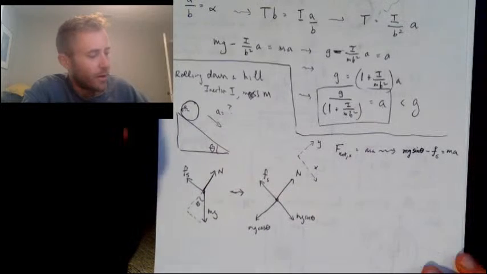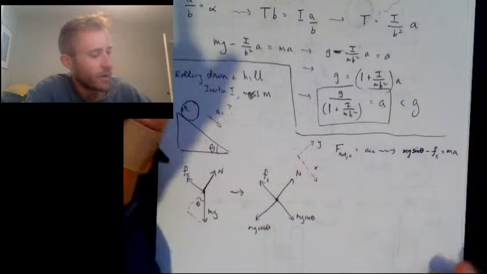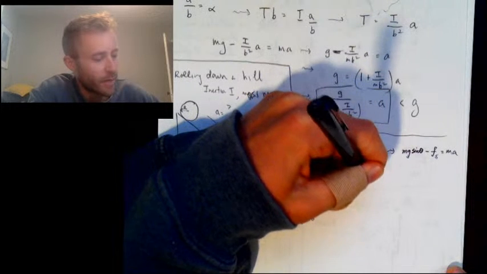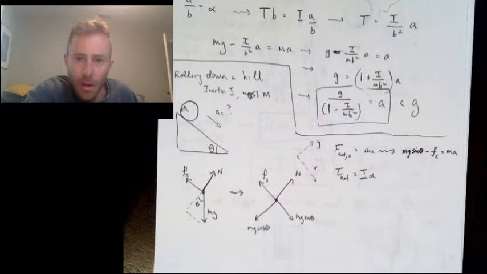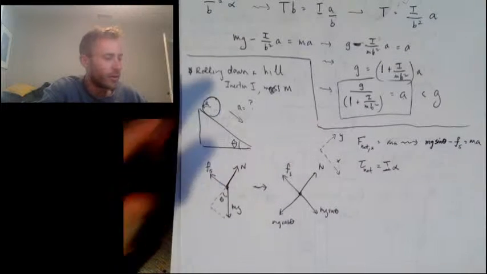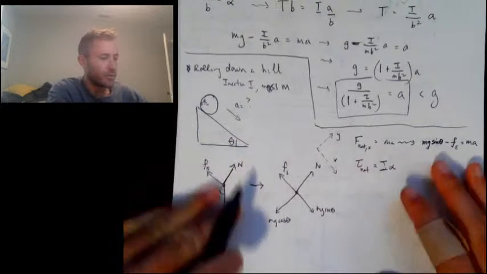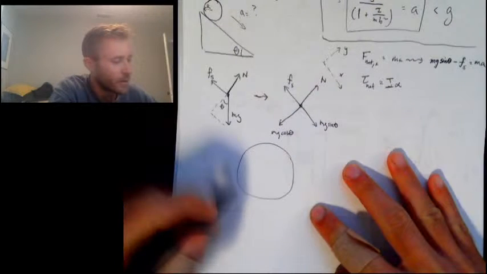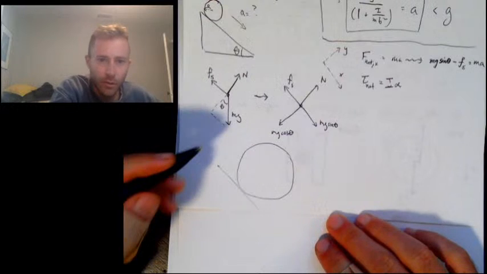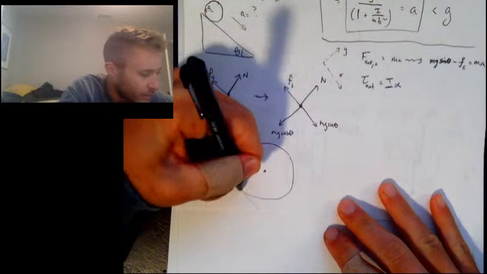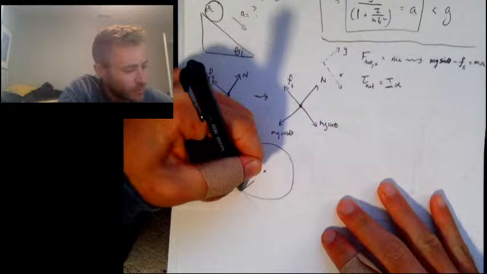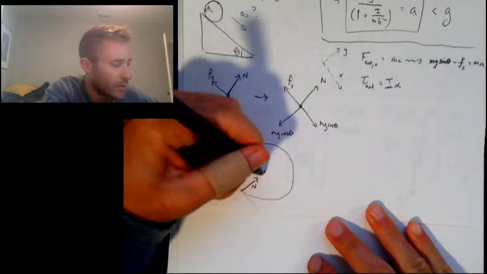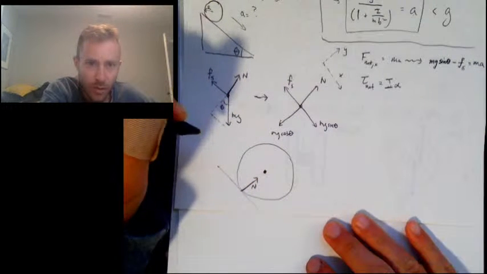Then I'm going to look at Newton's second law for rotation. Net torque equals I alpha. Now, I'm going to zoom in on the wheel. So let's draw the wheel a little bit bigger here. The normal force acts at the point of contact. So there's the normal force right there. The wheel is rotating about its center.